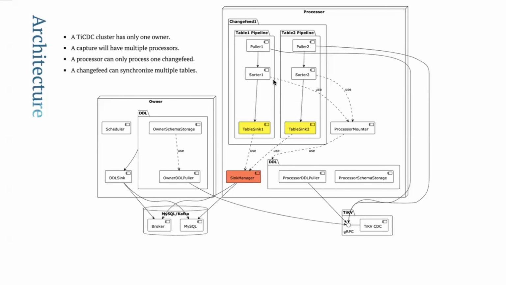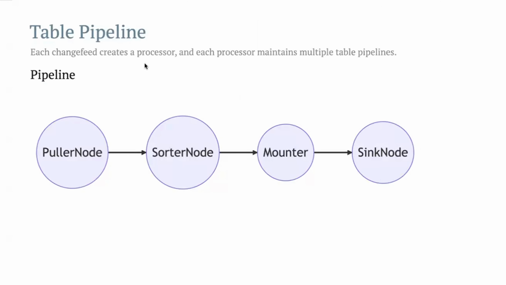So as you can see, the core component of the processor is the table pipeline. Here we have a puller, sorter, and a table sync. And we also have a global sync manager here. So today we are gonna focus on the table pipeline part, because we want to talk about the sync module.